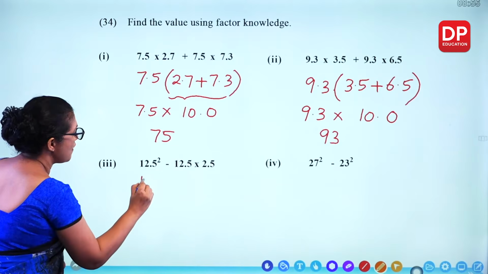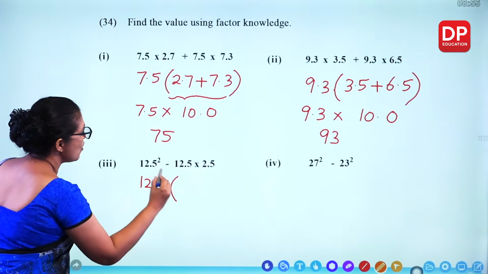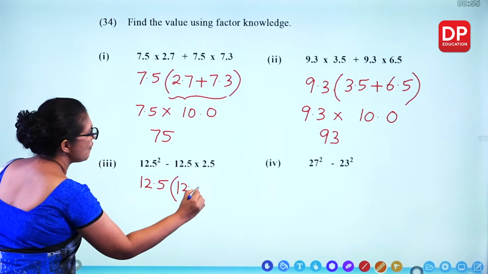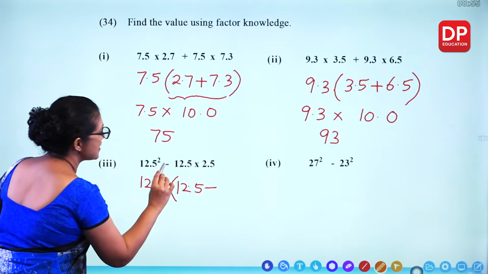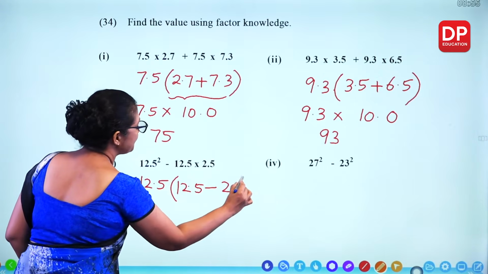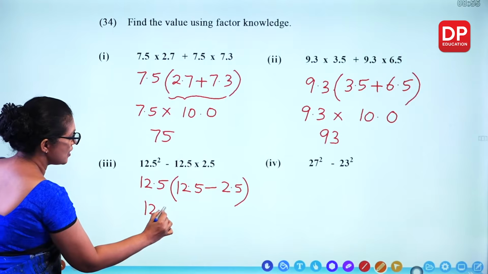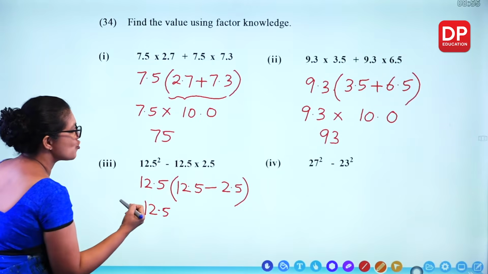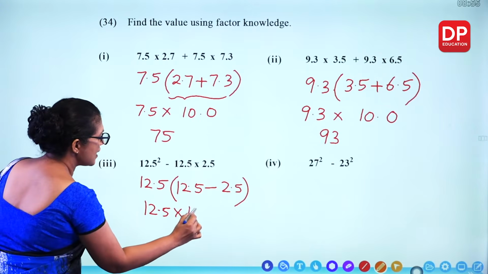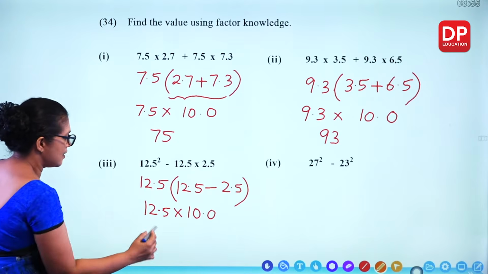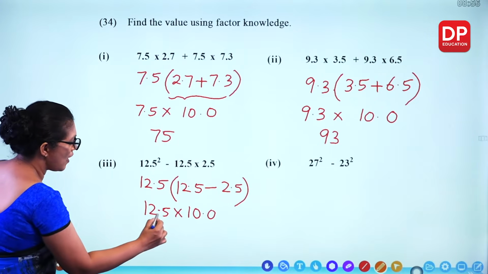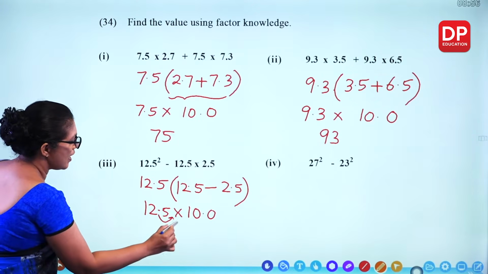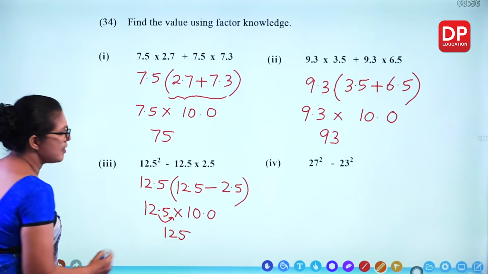Again 12.5 is common. Take it out. What's remaining? 12.5 and here minus 2.5. Now the subtraction. So what's 12.5 minus 2.5? You get 10. So 10 times 12.5, you move one place to the right. The answer is 125.